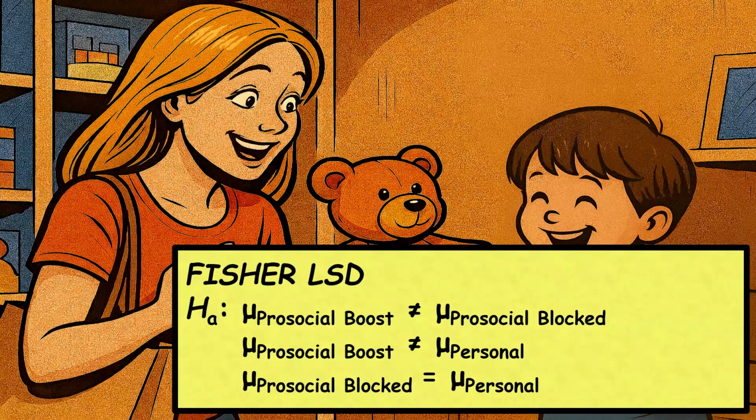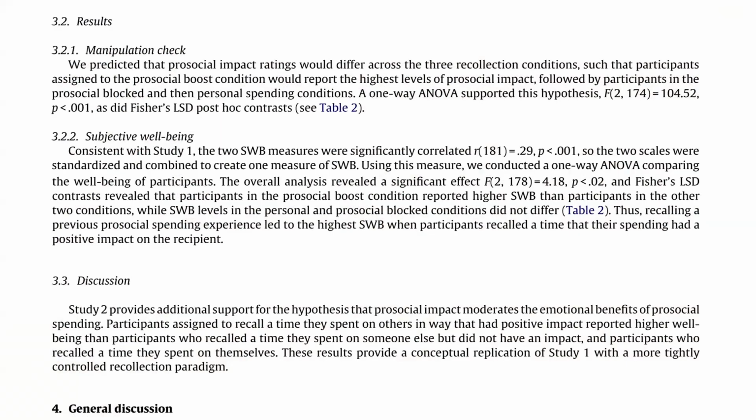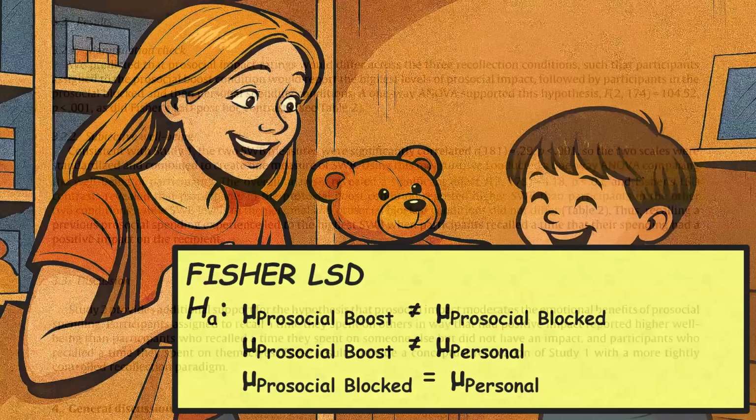So if we take a look at Aknin's study, they again reported the ANOVA. It was significant, F statistic 4.18, probability less than 0.02. And then they did a follow-up analysis and they said, oh, hey, Fisher's least significant difference contrast revealed that participants in the prosocial boost condition reported higher subjective well-being than participants in the other two conditions, while subjective well-being levels in the personal and prosocial blocked conditions did not differ. So that is the sentence way of saying this over here.